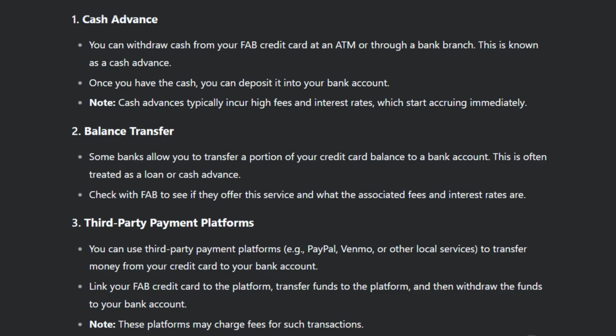Third-party payment platforms. You can use third-party payment platforms such as PayPal, Venmo, or other local services to transfer money from your credit card to your bank account. Link your FAB credit card to the platform, transfer funds to the platform, and then withdraw the funds to your bank account. Note: these platforms may charge fees for such transactions.